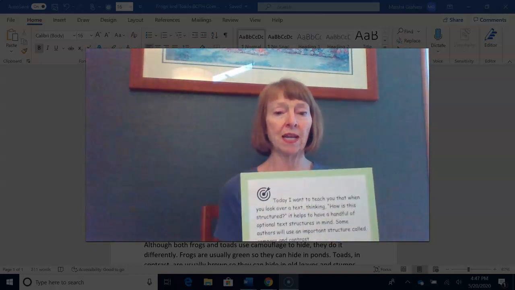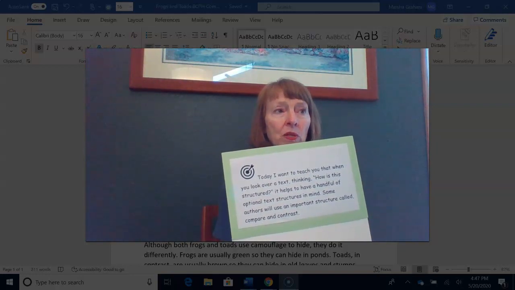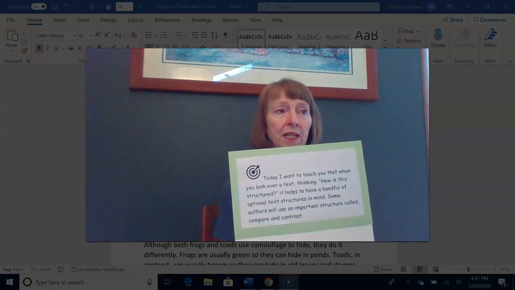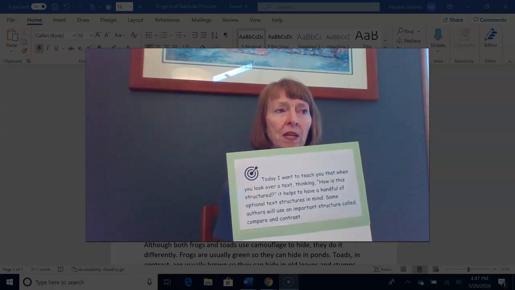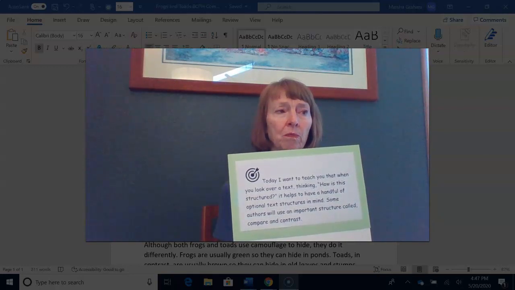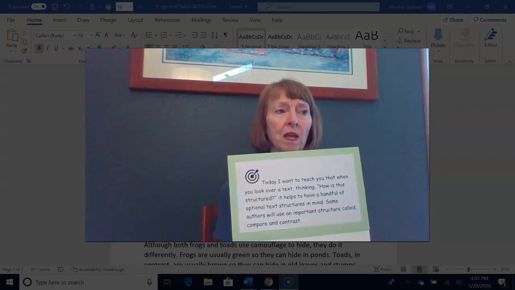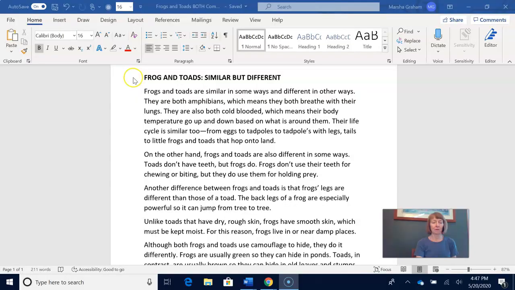Our target today is, today I want to teach you that when you look over a text, you might be thinking, how is it structured? It's helpful to have a handful of optional text structures in mind. Some authors will use an important structure called compare and contrast. I'm now going to read an example where the author used the text structure, compare and contrast.